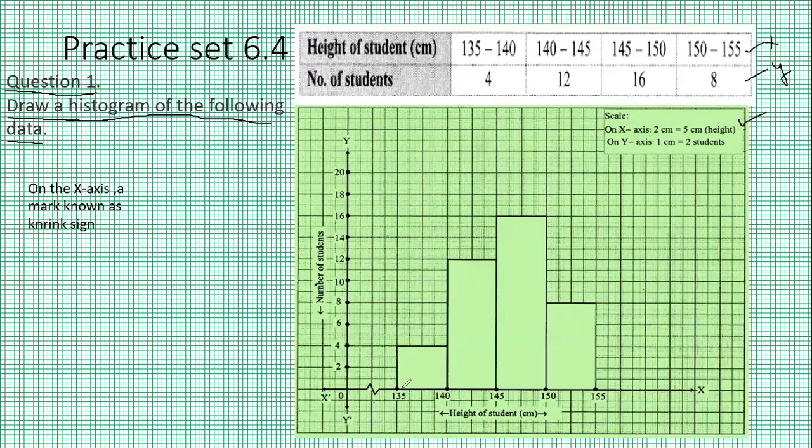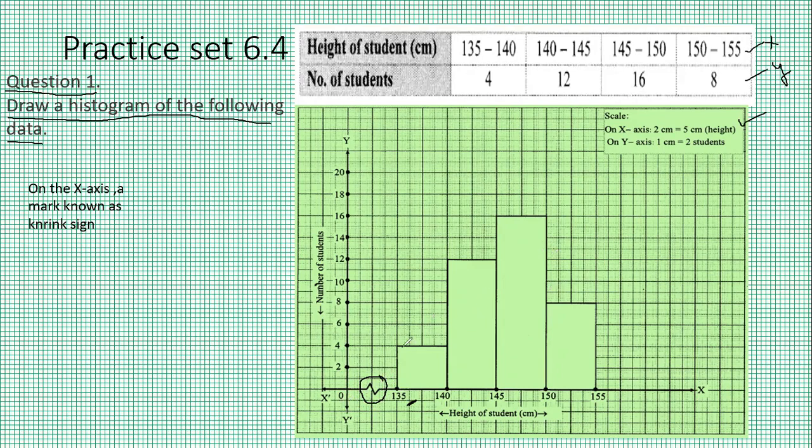So we start from this sign. This sign is known as the ring sign. Why do we use this sign? Because our data starts from 135. It does not start from 0. So you have to use that ring sign. It is used for the difference of the number.